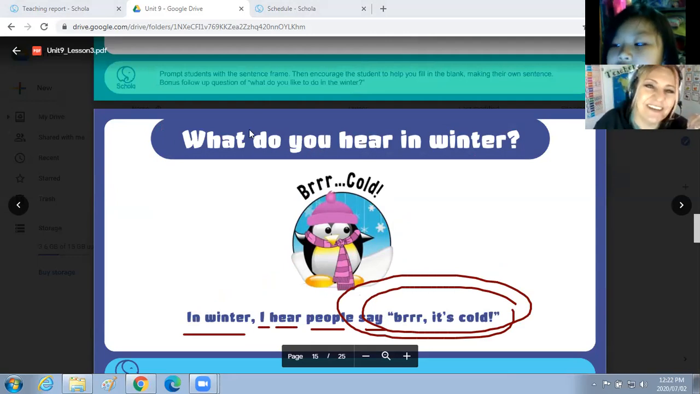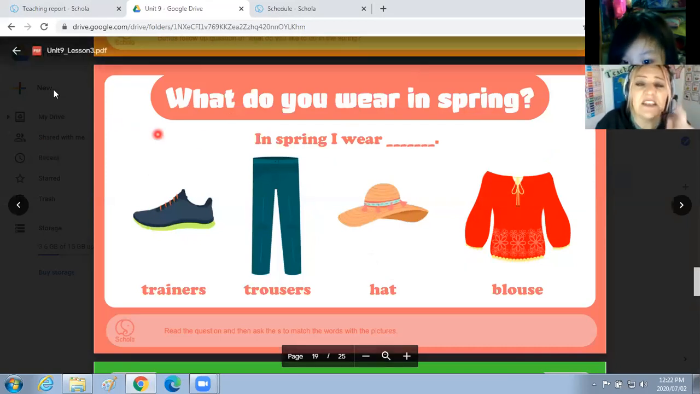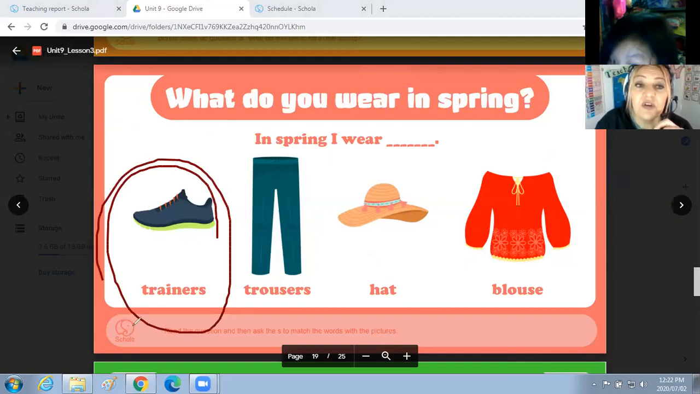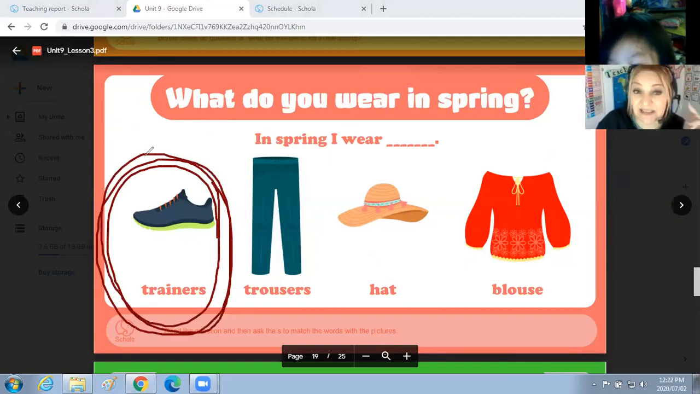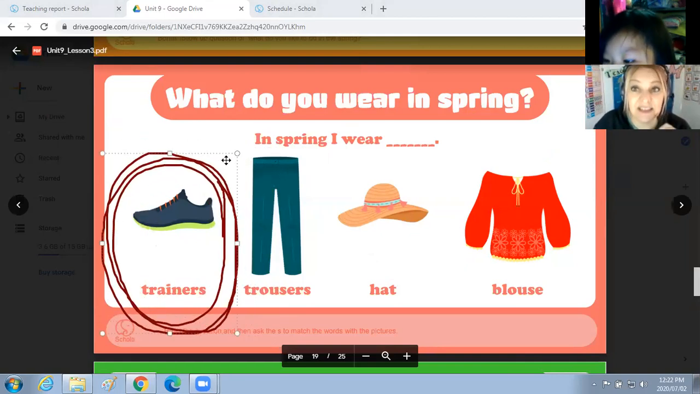Yes, you are a good girl, my friend. Okay. Last one. Let's talk about the clothes that we will wear. So in spring, we can wear trainers. Shoes. What are these? Yes, it's shoes. But the name of this type of shoe is trainers.